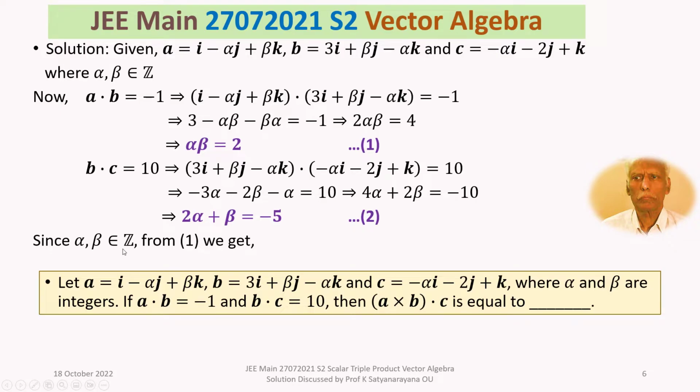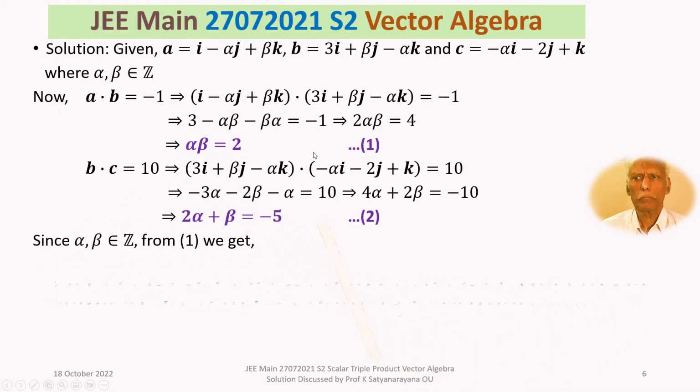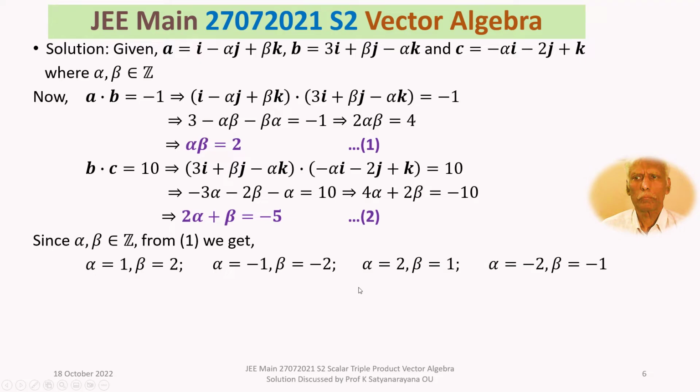Since alpha and beta belong to Z, let us take equation 1, alpha beta is equal to 2, and alpha and beta are integers. Then we get alpha is 1, beta is 2, or alpha is minus 1, beta is minus 2, or alpha is 2, beta is 1, or alpha is minus 2, beta is minus 1. So these are the possible values of alpha and beta, because they are integers and alpha beta is equal to 2.